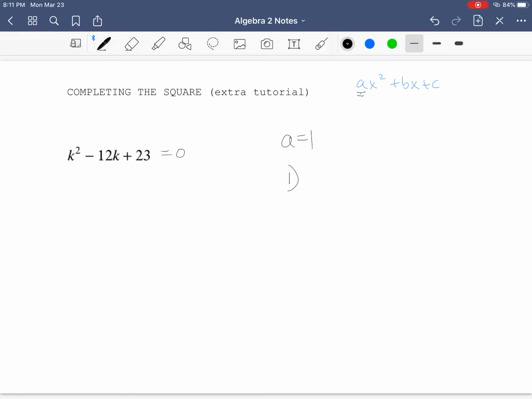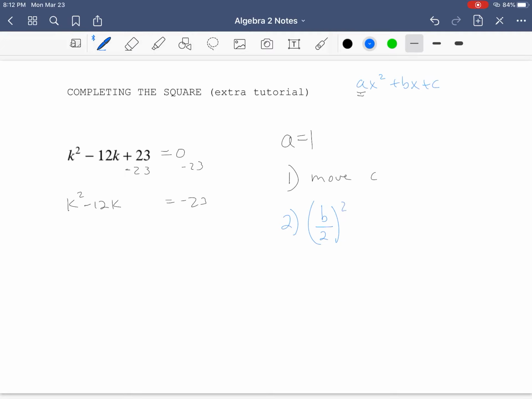So I'm going to put this as step 1. So move c to the other side. So to do that, I'm going to subtract 23 over. And it's going to leave me with x squared minus 12x. And then I'm going to leave myself a blank and then equals negative 23. From here is where we actually do the completing the square step. Completing the square means we're going to take our b value, divide it by 2, and then square it.